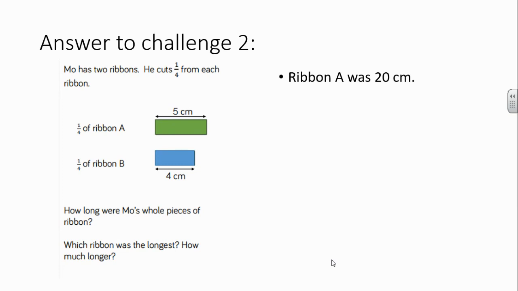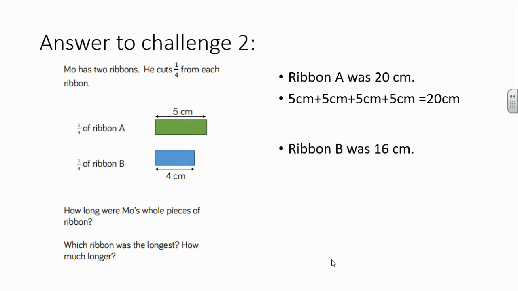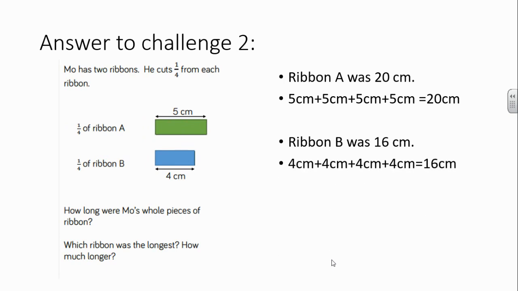it was 20 centimeters because you had to do 5 centimeters 4 times. So 5 centimeters plus 5 centimeters plus 5 centimeters plus 5 centimeters equals 20 centimeters. And for ribbon B, it was 16 centimeters because we had to do 4 centimeters 4 times. So 4 plus 4 plus 4 plus 4 centimeters equals 16 centimeters.